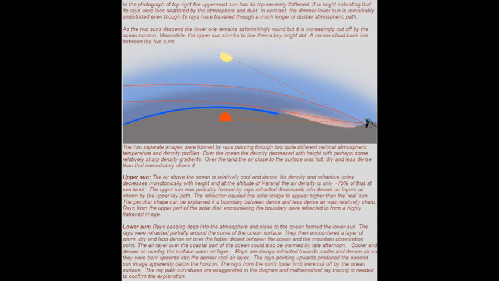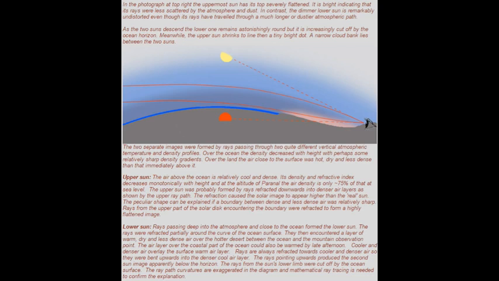Lower sun: rays passing deep into the atmosphere and close to the ocean form the lower sun. The rays were refracted partially around the curve of the ocean surface. They then encountered a layer of warm, dry and less dense air over the hotter desert between the ocean and the mountain observation point. The air layer over the coastal part of the ocean could also be warmed by late afternoon. Cooler and denser air overlay the surface warm air layer.